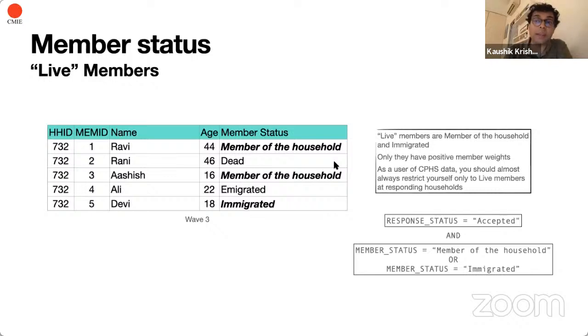And within accepted households, subsetting down only to those members whose member status is either member of the household or immigrated. Okay, this is critical for you to do when you want to compute member level statistics for live members of the household, which is what 99% of our users are going to want to do.